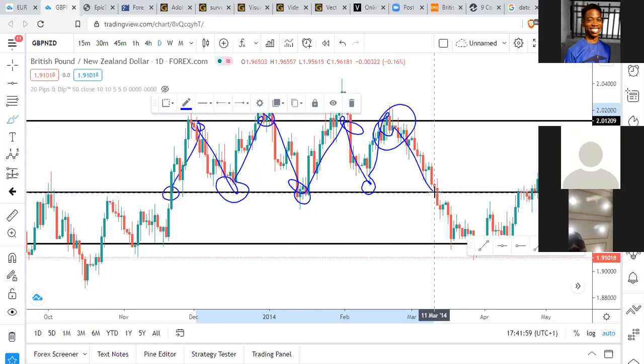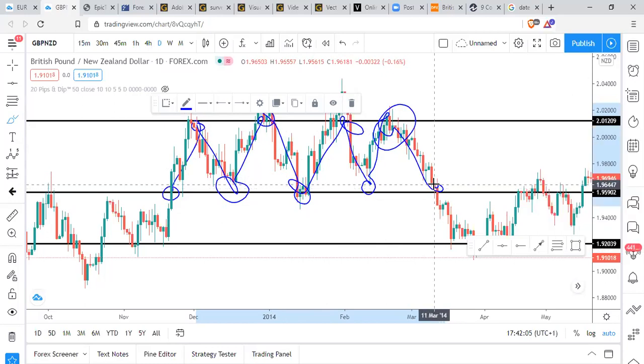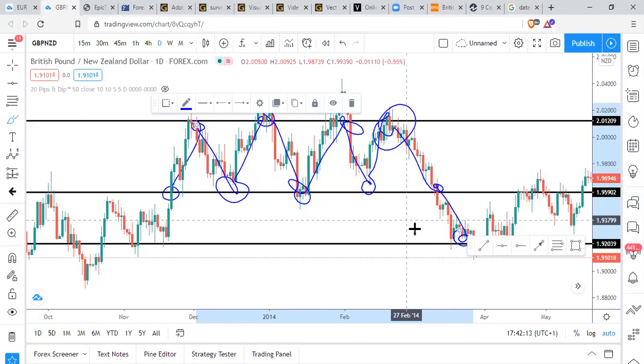So those that placed buy orders here, what will happen to them? They will lose because after the reaction, price did what? Broke it. So price broke it. And that's why we cannot always buy at support or sell at resistance.